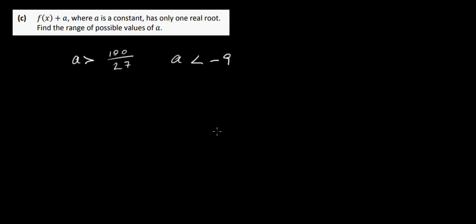So in other words, the other option for a here would be that a would be less than minus 9. So there are two possibilities, the range of possibilities. You can leave it like that, or you can write it like this. a has to be greater than 100 over 27 or less than minus 9. Okay, so I think that's just about it for question 5.